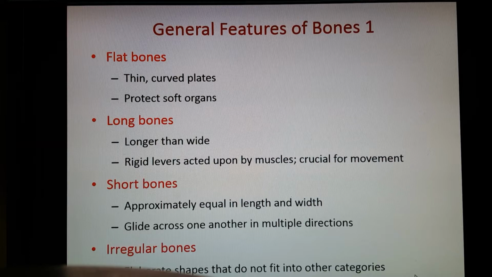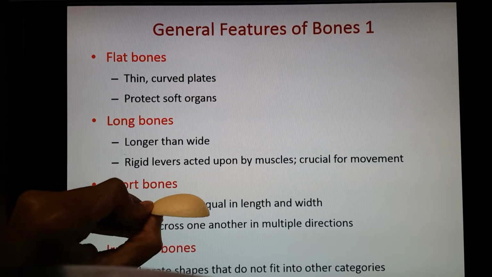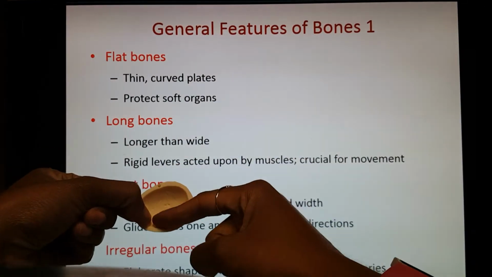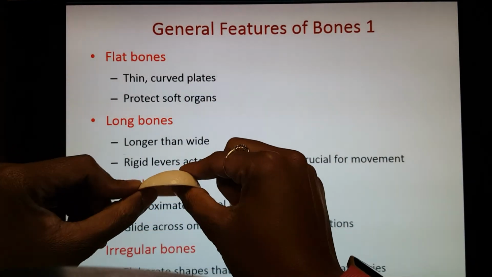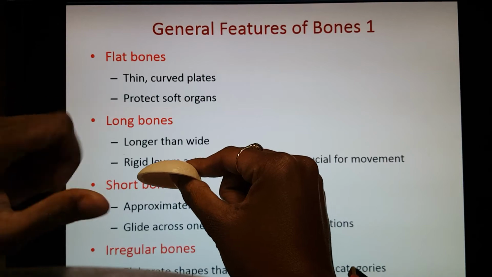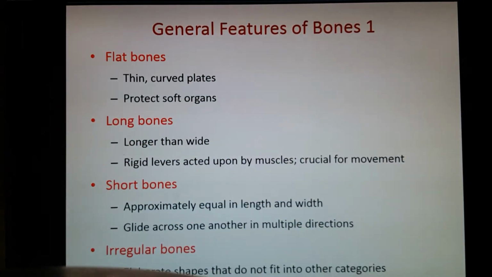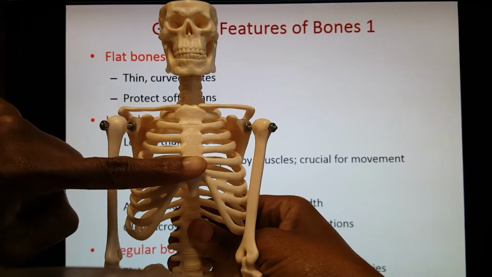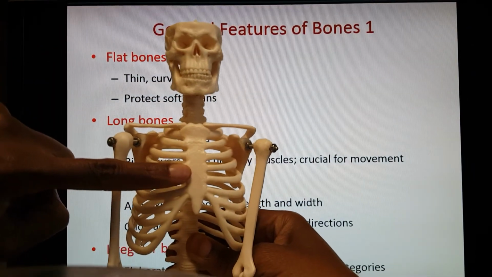So there are different types of bones. The first type of bone are flat bones. These are usually thin curved plates. For example, this skull cap here is very thin and in this shape very curved. The job of your flat bones is to protect different soft organs. For example, the sternum that's in your rib cage will protect your heart.